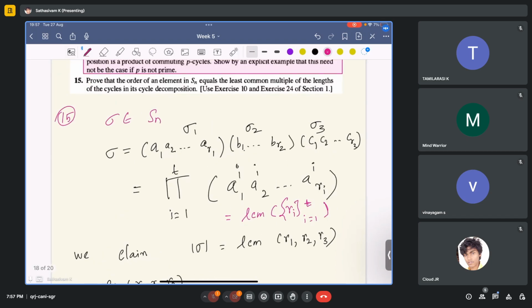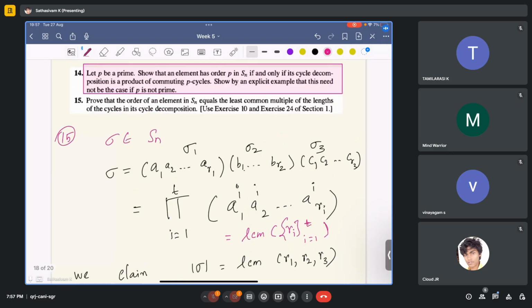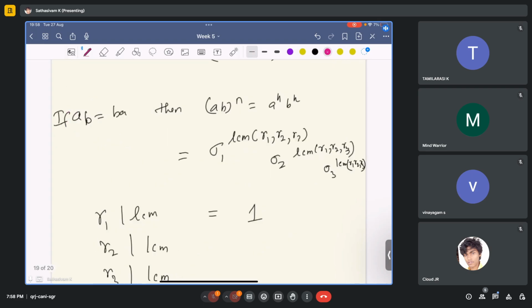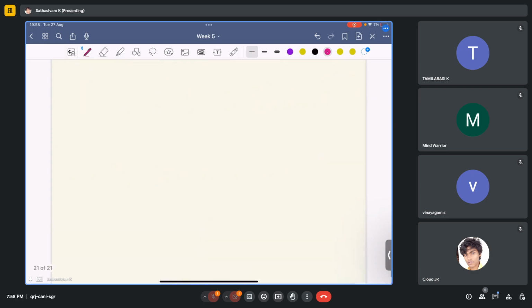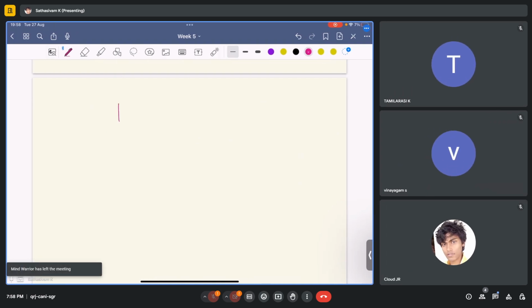So this is actually the interesting part. One of the interesting reasons that you want to write it as a product of disjoint cycles: if you don't write it as a product of disjoint cycles, you may not in general get this. For example, one thing is if you don't write it as a product of disjoint cycles, you will not get it. But for example, if you give something like this: 1, 2, 3, 4, 5, 6.